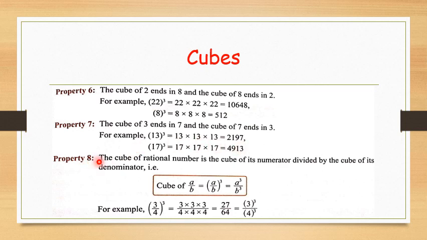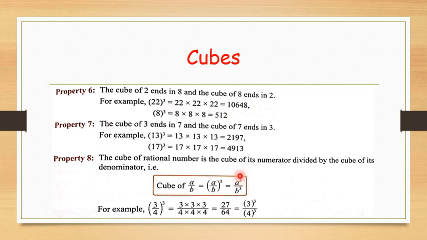Now property number 8. The cube of a rational number is the cube of its numerator divided by the cube of its denominator. If we have any rational number and we have to find its cube, like a upon b, the cube of a upon b can be written as (a upon b) power 3. So how can we find the cube of such numbers? We have to take the cube of the numerator and the cube of the denominator, and that will be your result.